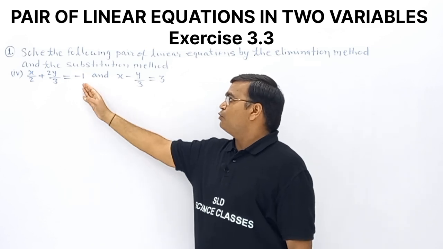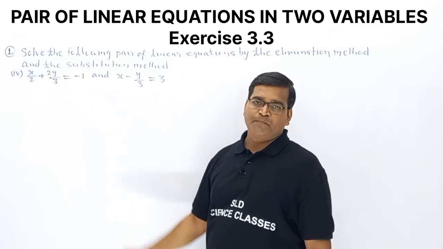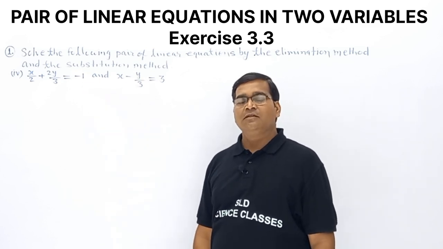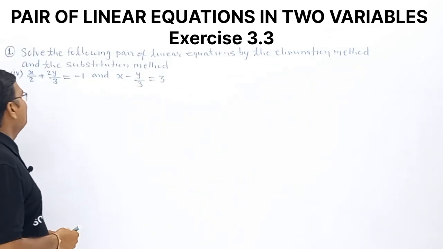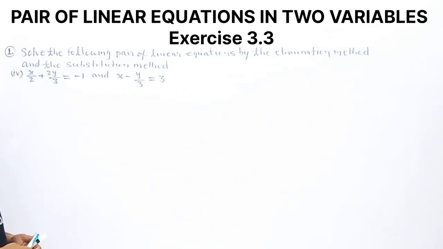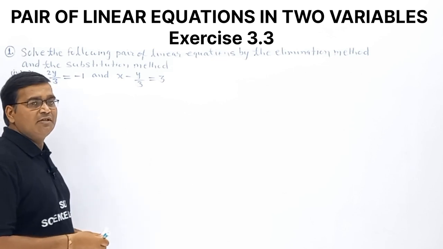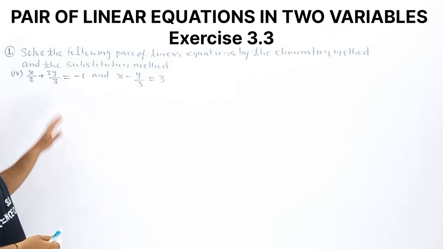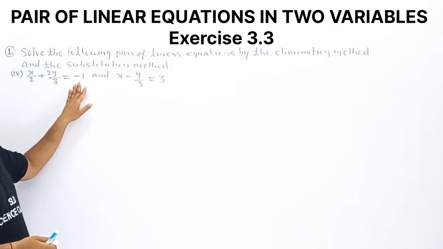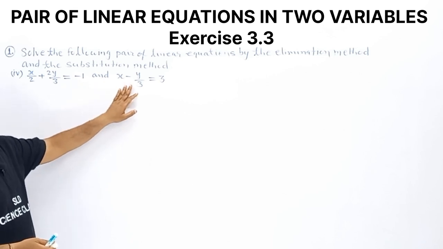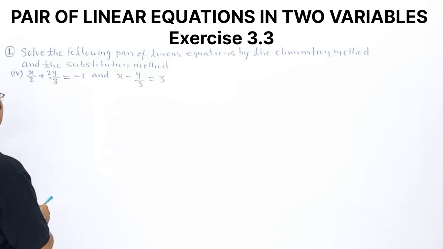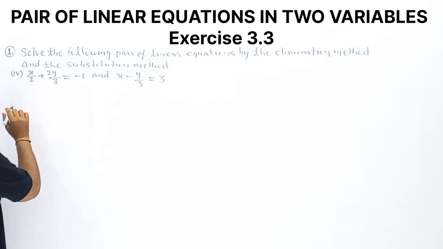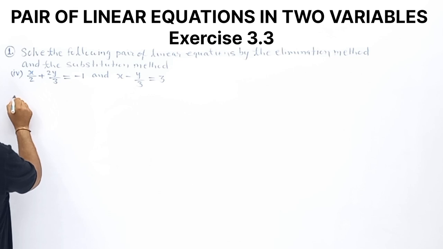So, first we should convert these linear equations into the general form. We studied that the general form of linear equations in two variables is a1x plus b1y plus c1 equal to 0 and a2x plus b2y plus c2 equal to 0. So, I am converting into the general form. I am taking the first equation first.